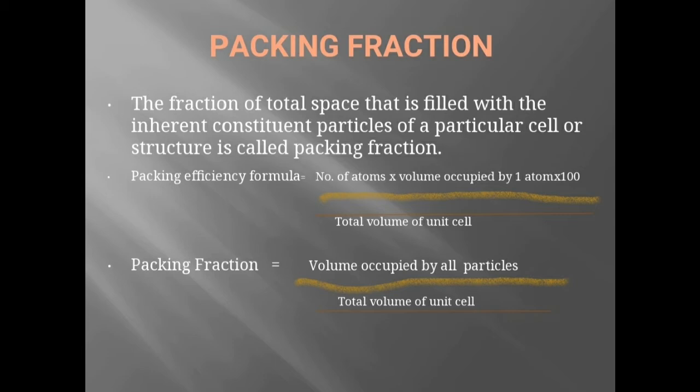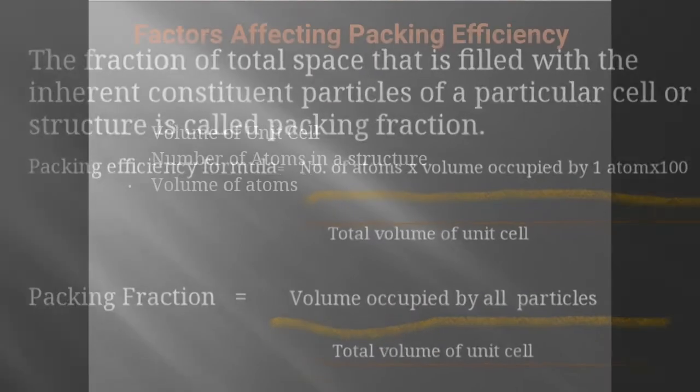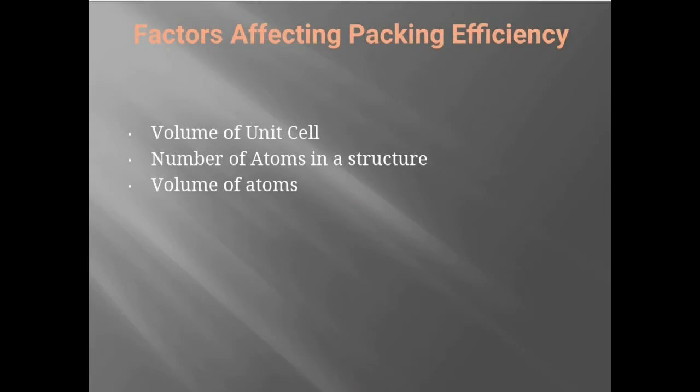Now let us see the formula. Packing efficiency is equal to the number of atoms times the volume occupied by one atom, divided by the total volume of the unit cell, times 100. When I say times 100, then it is always in percentage. The next one is the packing fraction formula. It is the volume occupied by all the particles divided by the total volume of the unit cell.